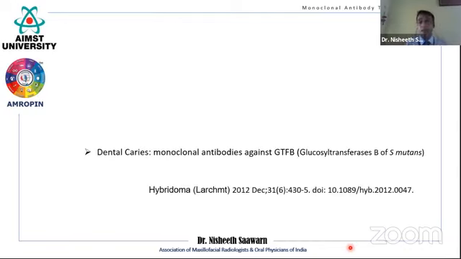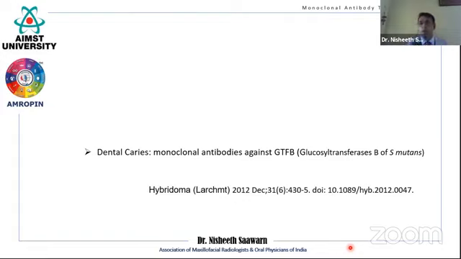Dental caries, right? Caries usually is not treated by medicine. If it has occurred, it has to be treated by restoration, or it can be prevented by proper oral hygiene methods. Still, there is a bacterium, Streptococcus mutans. Streptococcus mutans is responsible for caries formation, and it has a protein called glucosyltransferase. Glucosyltransferase proteins are present inside Streptococcus mutans, which are responsible for its virulence.